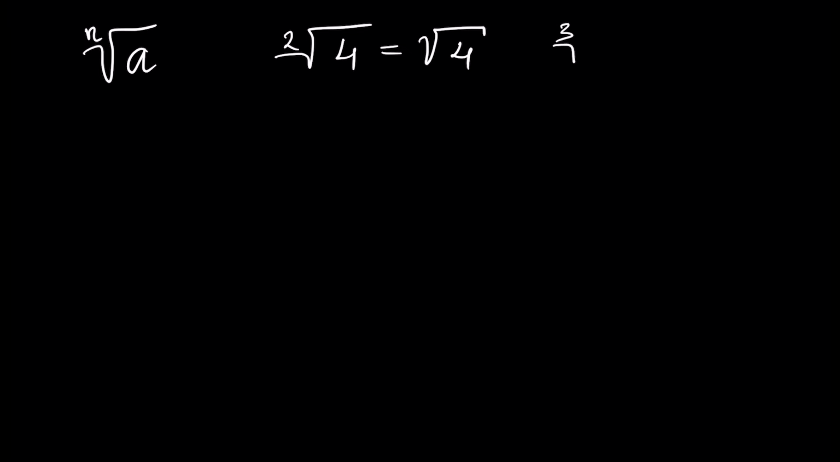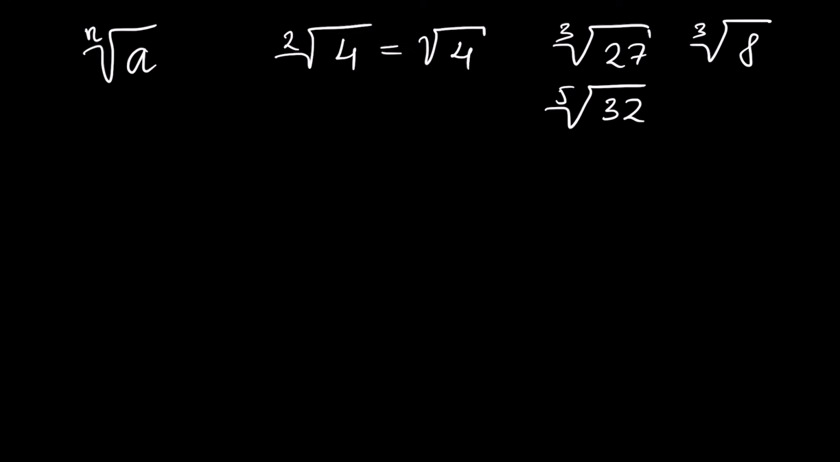Let's further talk about the root of a number. Say we have a root of the number a, and the root also has a power, say n. How to calculate, for example, the square root of 4, we also write it without this number 2, just square root of 4. Third root of 27, third root of 8, fifth root of 32. How to calculate all of these examples? Let's move to the definition. I will define it informally, just for better understanding.